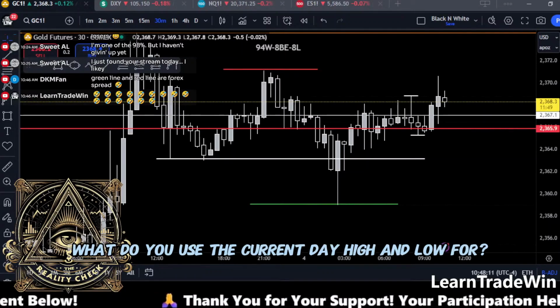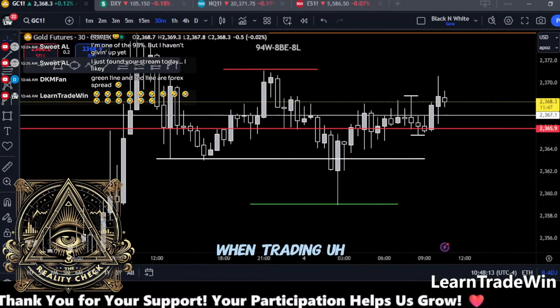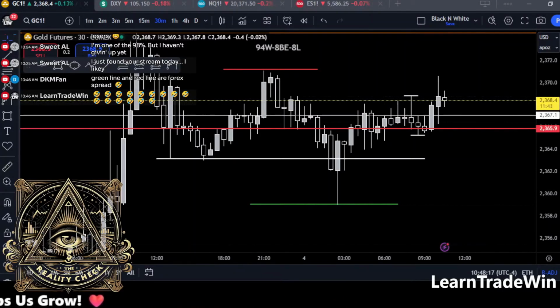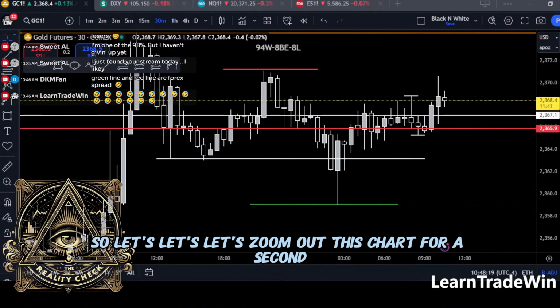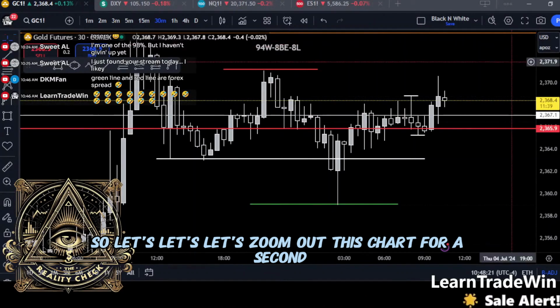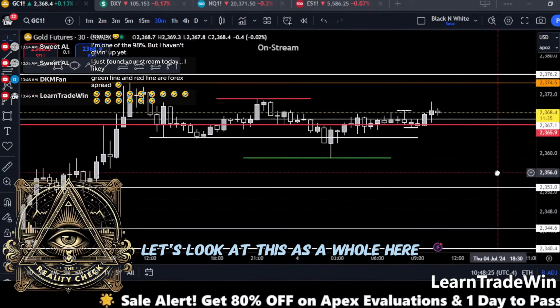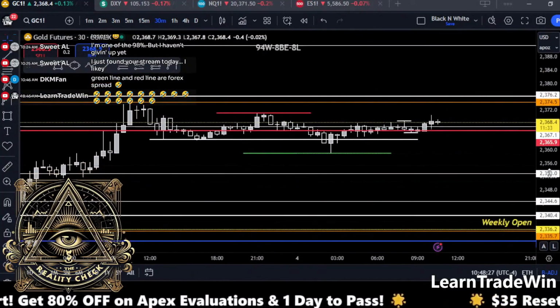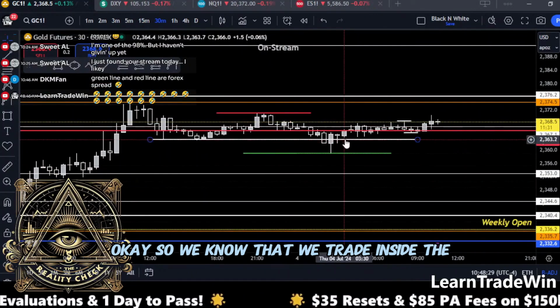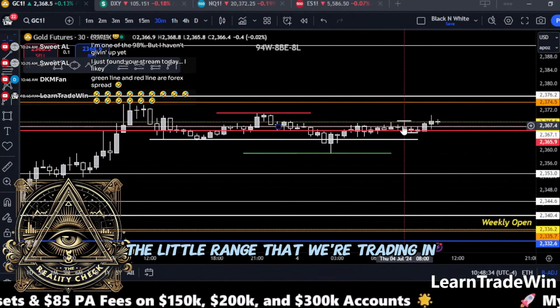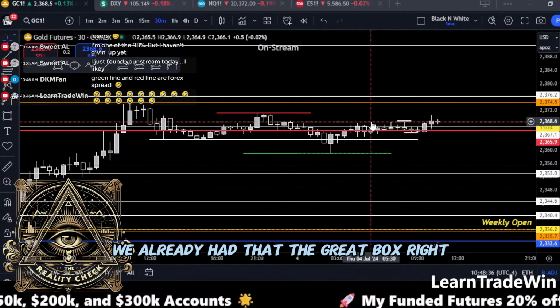What do you use the current day high and low for when trading? They're just, I mean, you can look at that as a range again. Right, Jeff? So let's zoom out this chart for a second, just for fun. Let's look at this as a whole here. We know that we traded inside the little range that we were trading in. We already had that, the gray box, right?